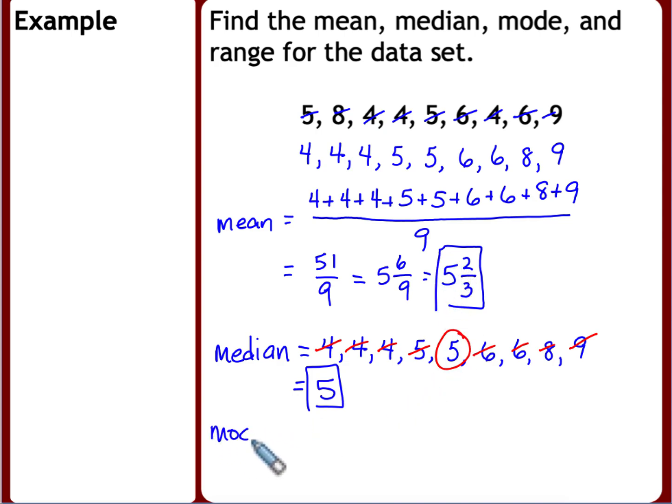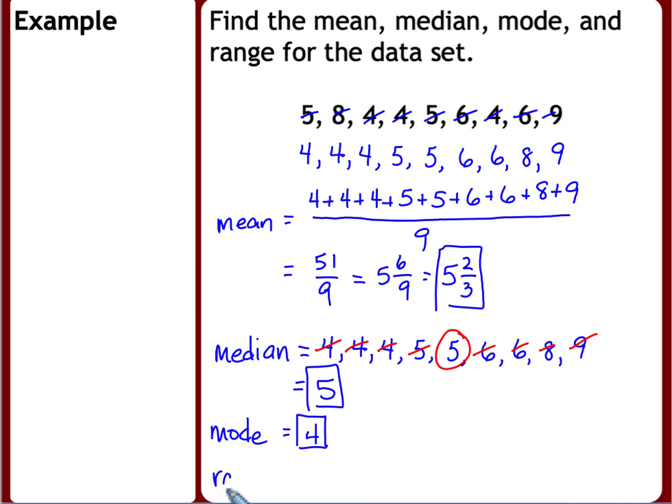Alright, so the mode is the number or numbers that happen the most often. So if I look at this data set, I see 4 happens 3 times, 5 happens twice, 6 happens twice, 8 and 9 happen once each. So 4 happens 3 times, it happens the most. Now if there was another 5 in here, 4 and 5 would be the mode. Okay, so you can have 1 mode, 2 modes, 3 modes, and you can have no mode. So if each of these numbers happen the same number of times, like they all happened once or they all happened twice, you would have no mode.